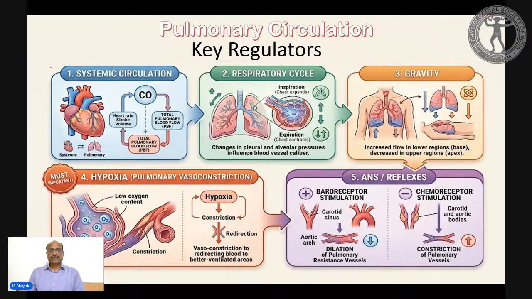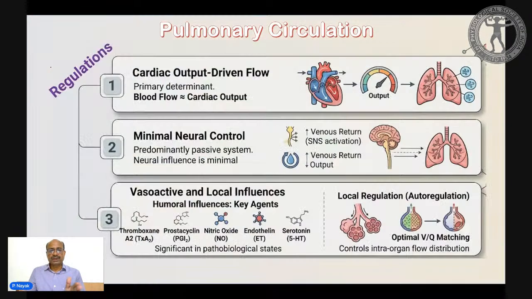And very importantly, hypoxia. Hypoxia causes vasoconstriction of the pulmonary circulation, so that the blood can be redirected to the highly ventilated areas for proper gaseous exchange, hemoglobin saturation with oxygen and removal of carbon dioxide. So this is a very important one. We will explain this at a later stage.